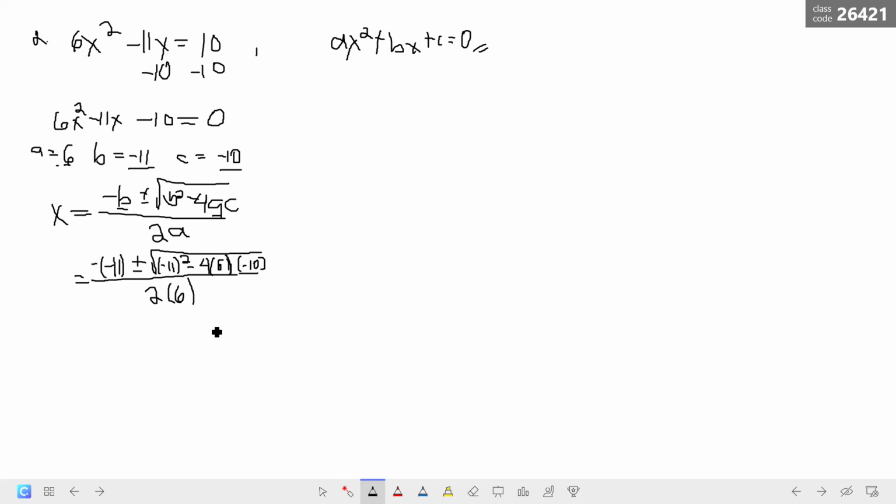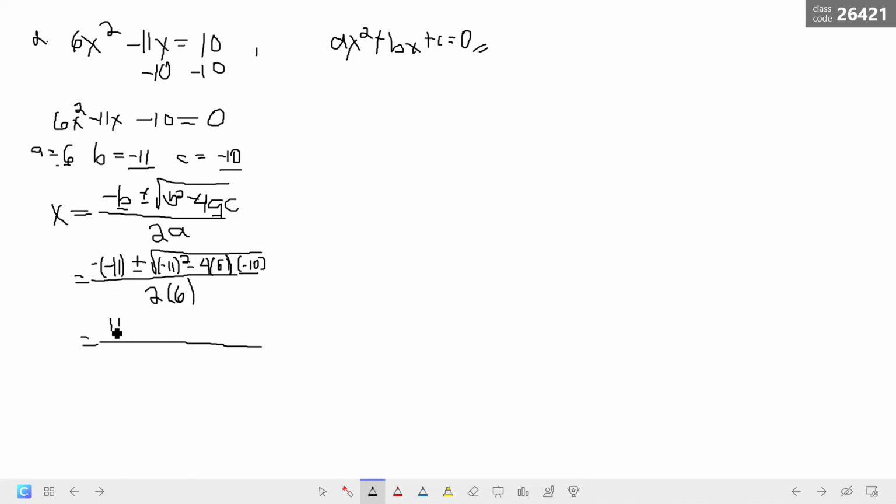Okay. Now, after substitution, gawin na natin is simplify. Simplify natin yung mga values. Here, negative times negative is positive. So this will become positive 11. Take note of this. Kanina walang negative dito, kaya negative lang. But here, negative and negative, double negative is a positive.